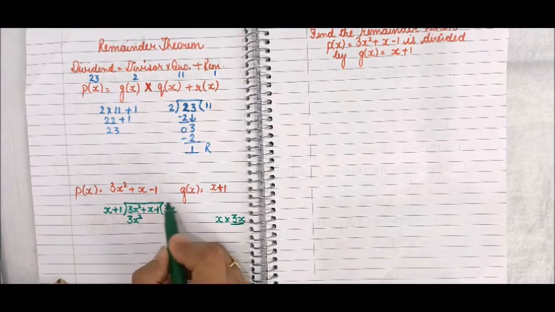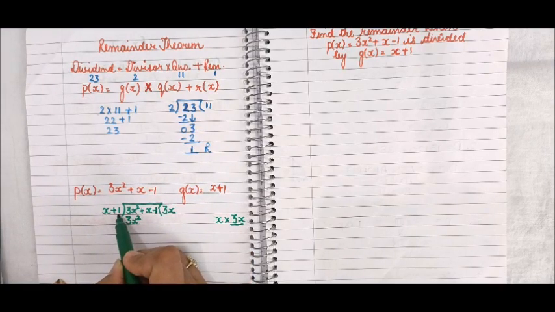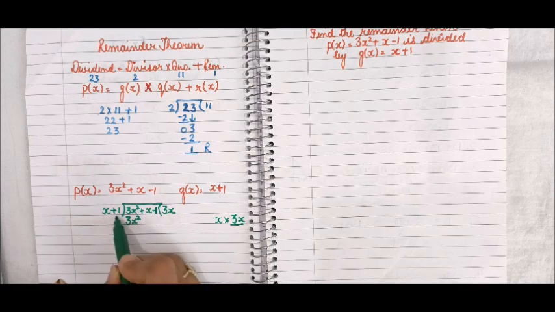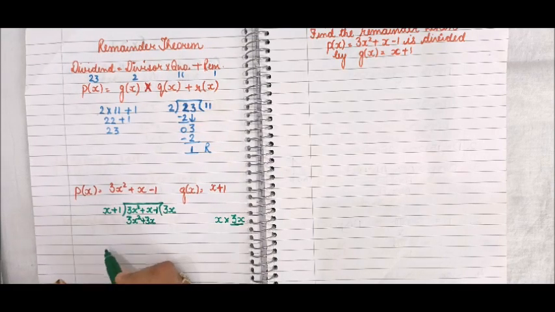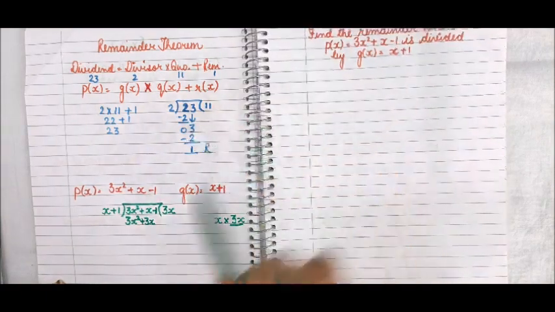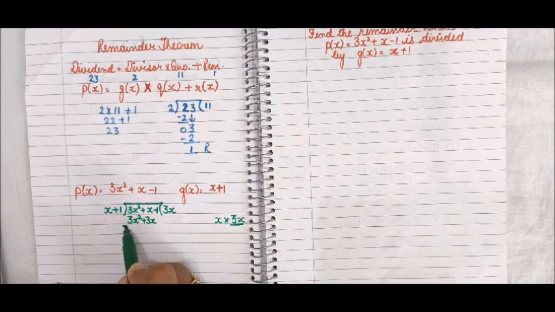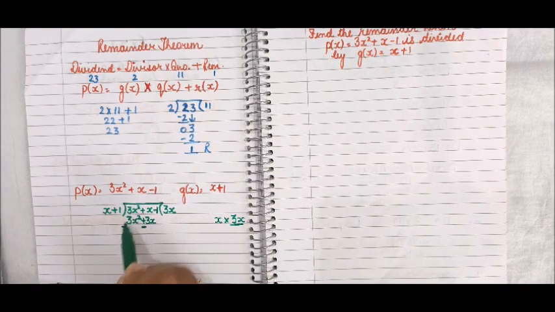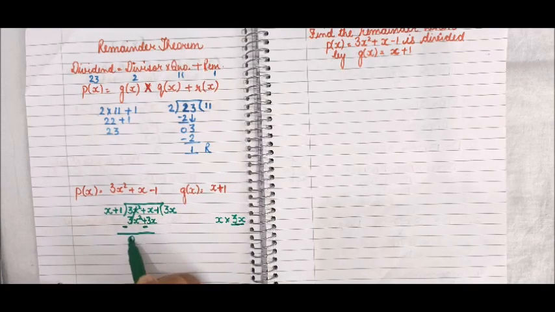But this is not the end. I have to multiply this quotient with the next term of my divisor also. So 3x into 1 will be 3x only. So this will be as it is. As you know, in normal division we always do subtraction. So the same in this case also we will go for subtraction, so the signs will be changed. This is cancelled because 3x square minus 3x square will give me 0.